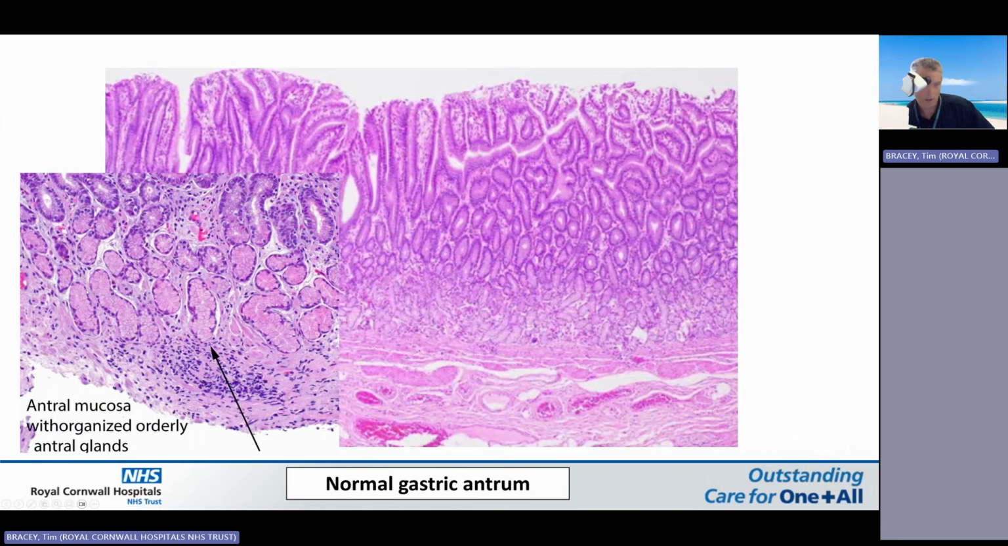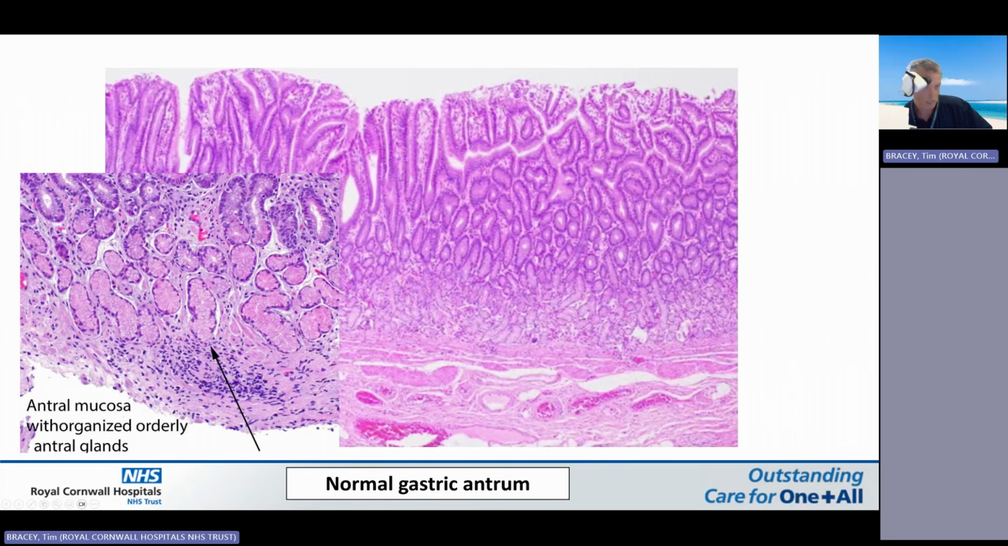But when they're not in the pylorus or the antrum, they're called pseudopyloric metaplasia. And they're found whenever you see any kind of ulceration or erosion and regenerative changes, you see proliferation of glands that look very like they do in the antrum and pylorus, but they're metaplastic in origin.